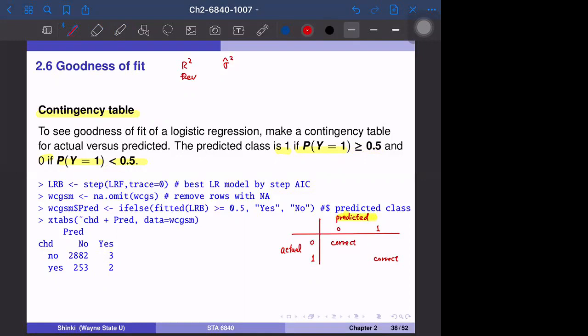In the previous example, we can calculate that predicted value. We choose the best model by the stepwise method, and we omit all NAs. After that, we make a contingency table for the predicted value and the actual value. The predicted value is obtained from the fitted value of the best model, and we see whether these numbers are larger than or equal to 0.5 or not. So this is the table.